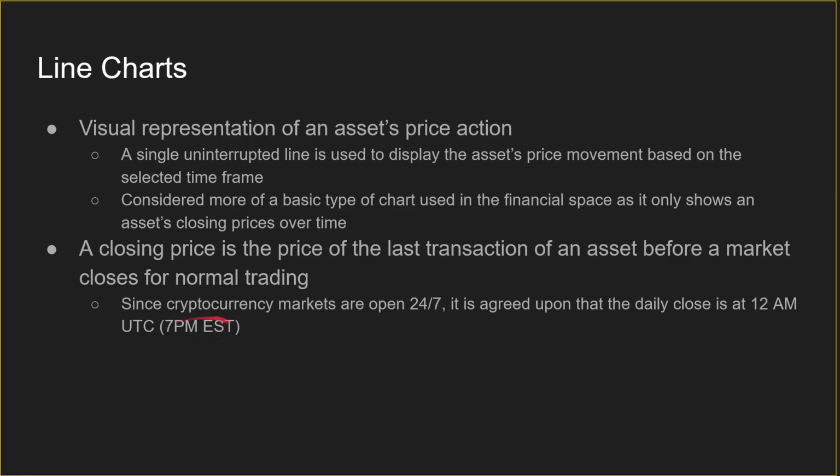If you're living on the East Coast of the United States and you are in the Eastern Standard Time Zone, that would be about 7 p.m. And this will change depending on daylight savings time or not. So sometimes it will be 7 p.m., and then the other half of the year it will be 8 p.m. So that's something to keep in mind as well. Daylight savings time does affect the daily close for your specific time region.